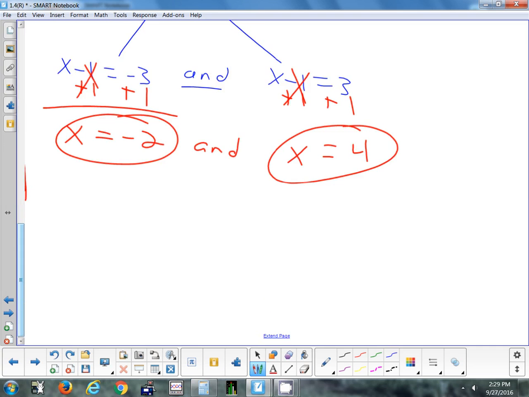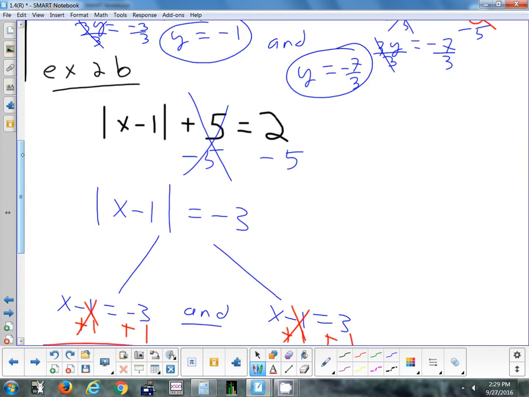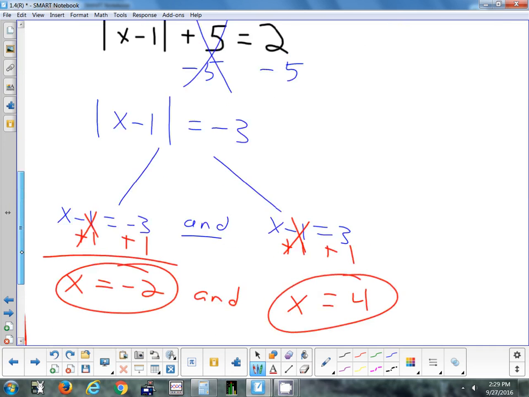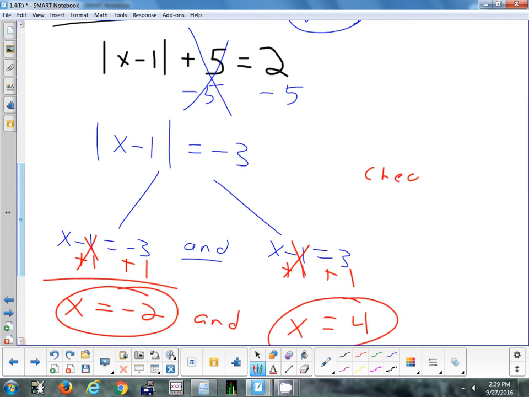That's what's tricky about this kind of problem. If you don't check your answer, you won't notice anything's wrong. Let's check our answer and then you'll see something's wrong. Let's plug in, let's start with 4. I'm going to plug that in for x.